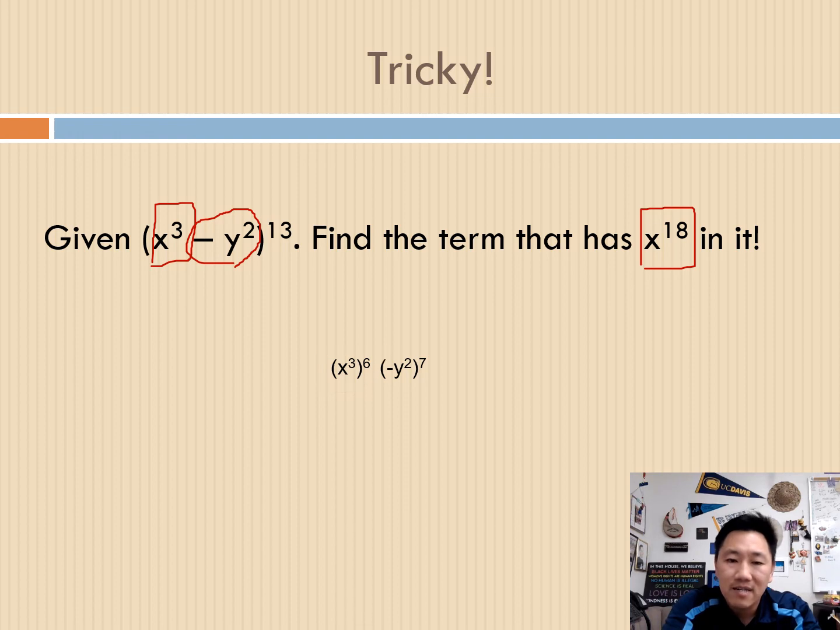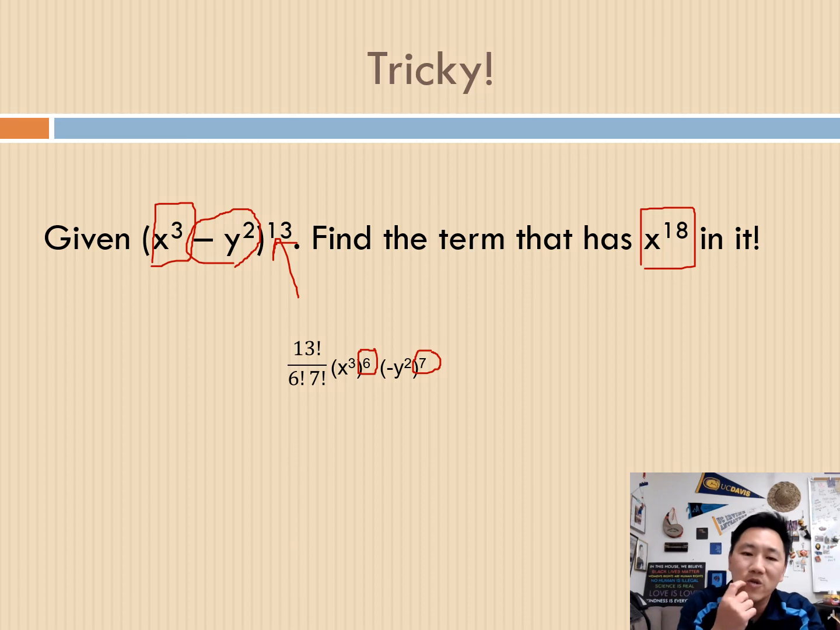Let me erase that. All right, it's going to be negative y squared to the 7th, because again, this and this have to add up to 13. From there, we get the coefficient, 13 factorial over 6 factorial, 7 factorial. Simplify with all of those, and we get negative 1,716 x to the 18th, y to the 14th. All right, I know, long lesson. Go ahead, try the homework.